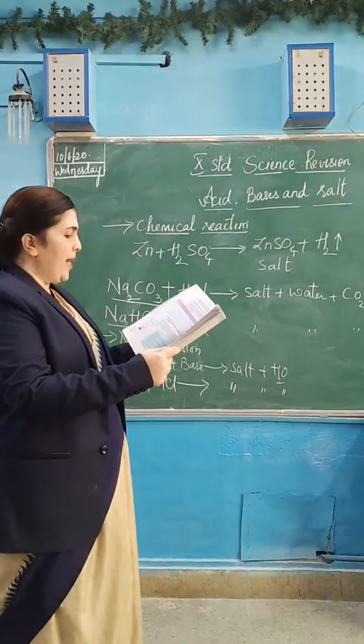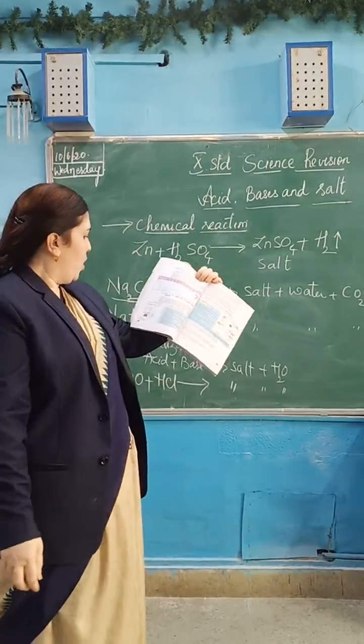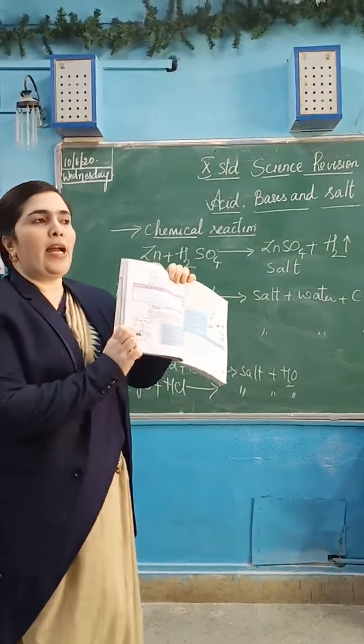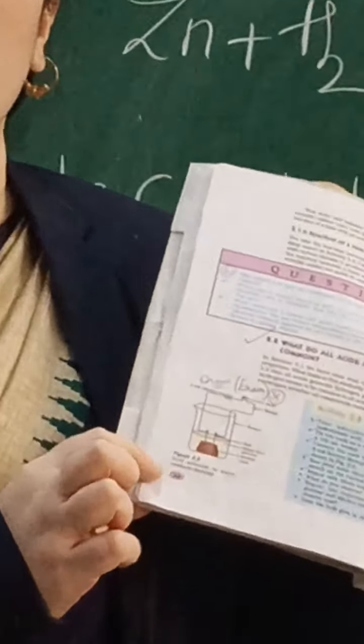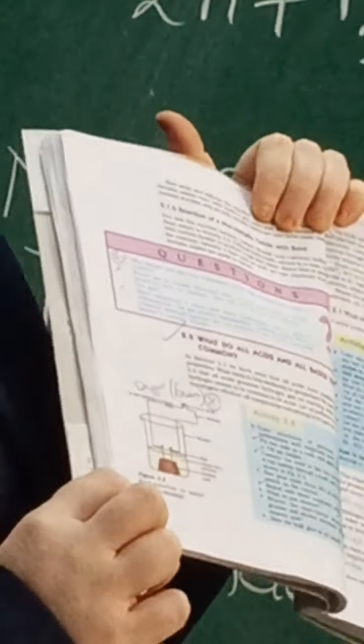Here you can see a diagram. Acid solution conducts electricity. This diagram is also important from the point of view of the exam. Acidified water conducts electricity. Acidified water has free hydrogen ions. Because of the movement of those hydrogen ions, positive ions and negative ions, there is conduction of electricity.